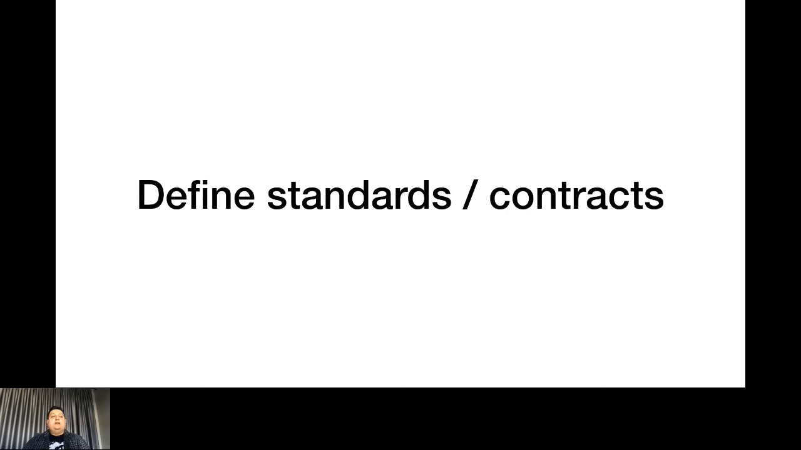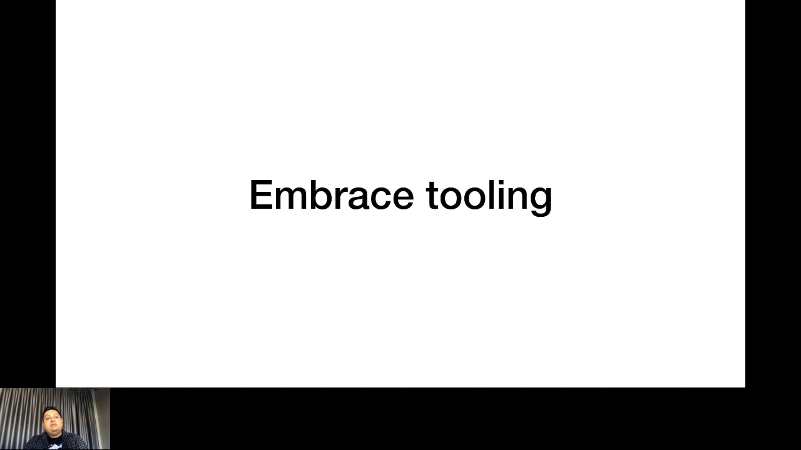So the first one is define standards or contracts. Don't be scared of defining some kind of standard or contract for communication. And I'm talking here about many different things. This could be a contract for communication, but not only. We can also, for example, standardize the directory structure of our microservices. And this is important because when we have standards defined, then we can go to the second rule, which is embrace tooling. When we have standards, then we can build our tooling on top of that.